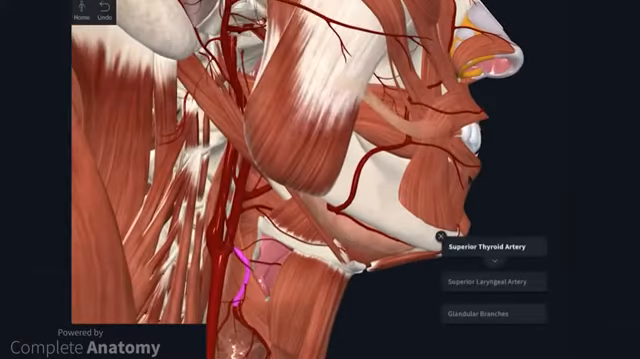Starting with the superior thyroid artery. The superior thyroid artery is the first branch of the external carotid artery, where it arises just superior to the bifurcation of the common carotid artery. As the name suggests, the artery will eventually supply the thyroid gland.